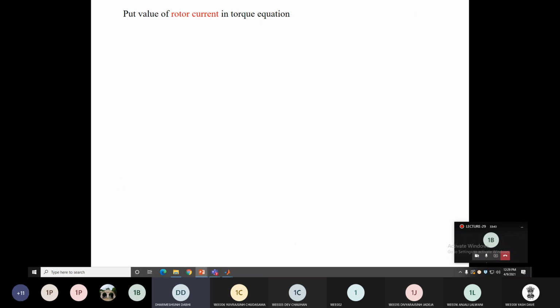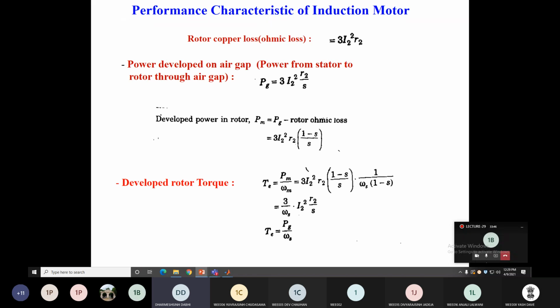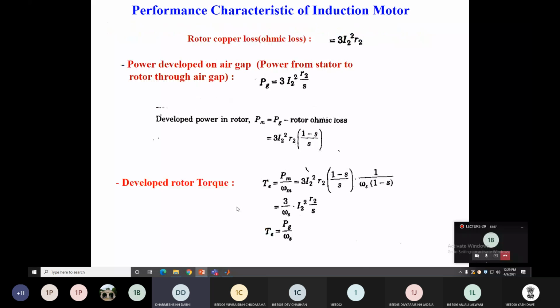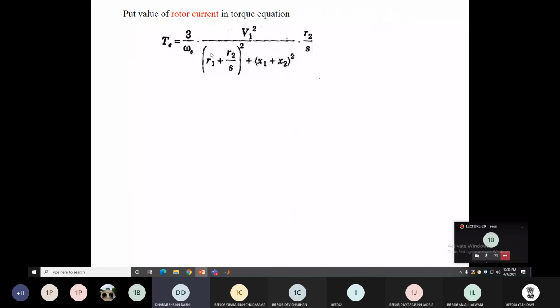Now, if we put the value of rotor current in the torque equation that we have derived here, rotor current is equal to this one. If we put this value of current in the equation of rotor torque, you can see that there is an I2 square. So if you put the equation of I2 in this torque equation, finally the equation of torque becomes 3 divided by omega S, V1 square divided by R1 plus R2 by S whole square plus X1 plus X2 whole square, into R2 by S. So this is a new equation of electromagnetic torque.